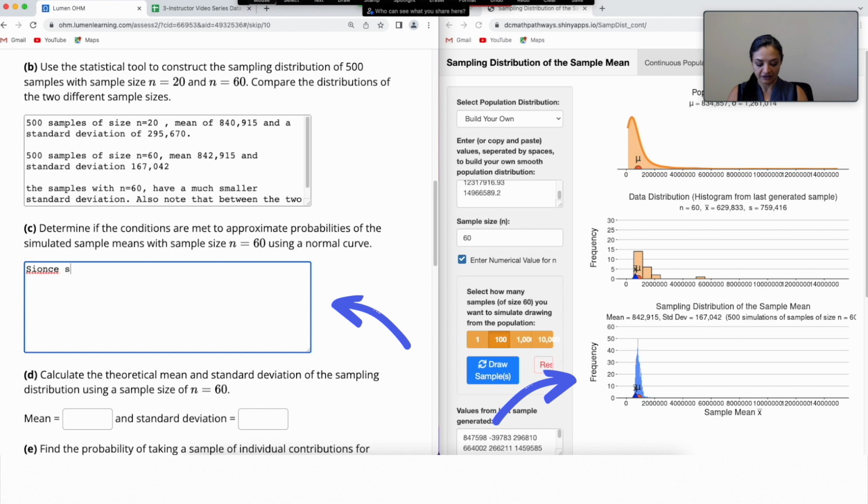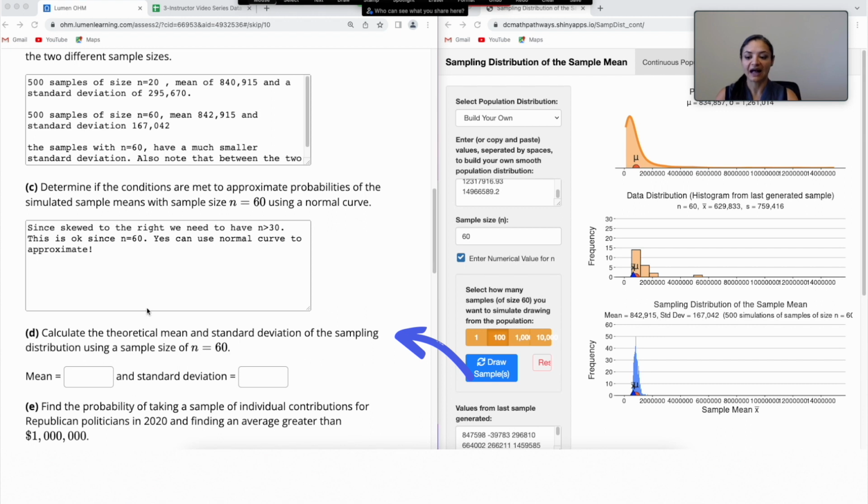So since skewed to the right, we need to have a sample size n that is bigger than 30. But this is okay since the n that we started with is actually 60. So we're able to actually use and approximate our probabilities using a normal curve. So yes, we can use a normal curve to approximate.